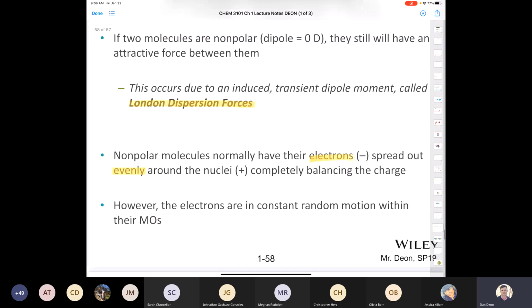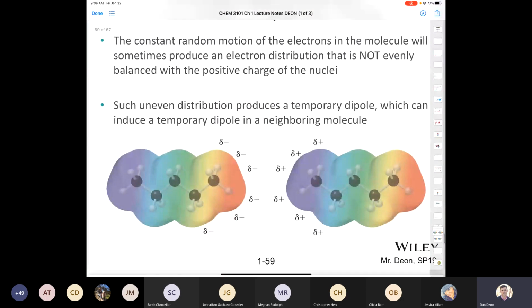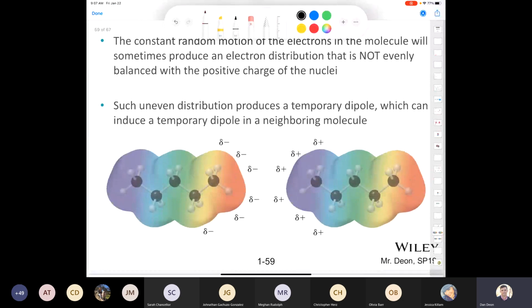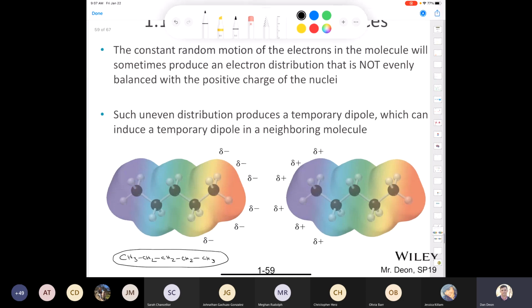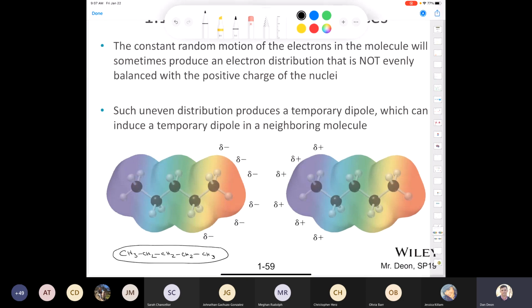So with that in mind, if we look at a big old molecule, the molecule shown here is pentane. You don't need to know exactly what pentane is quite yet, but you see that you have CH3, CH2, CH2, CH2, and CH3. Now, what if all of the electrons in pentane are spread out evenly? Then there's not going to be any interaction between that pentane and another molecule. But here's where it gets interesting. I told you that electrons like to move, and if they can, they will.